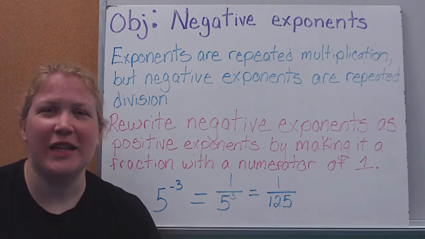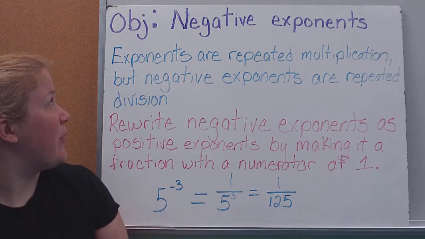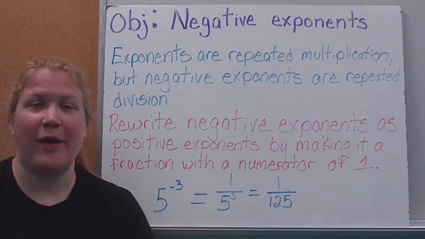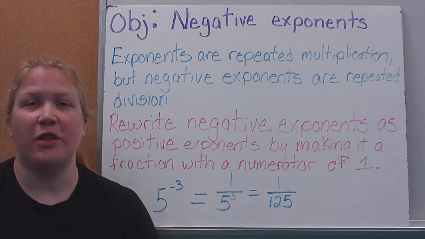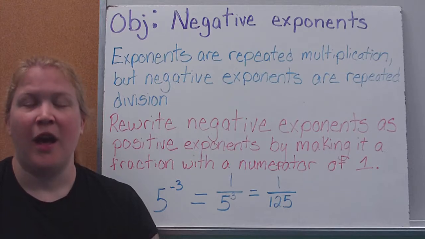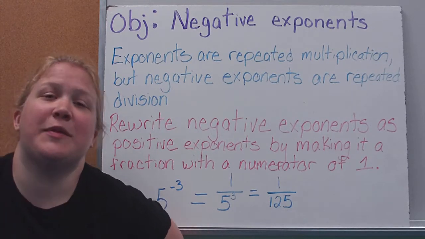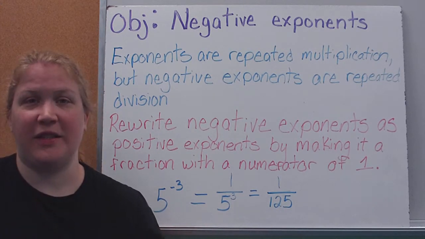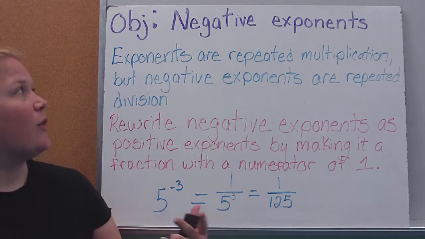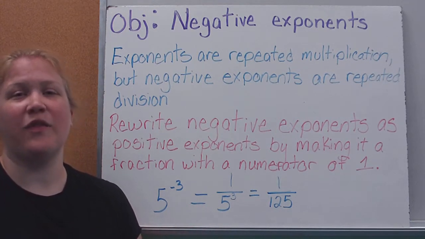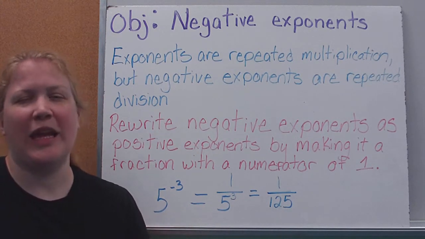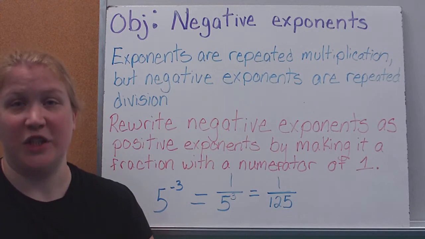Hey guys, today we're going to take a look at negative exponents. If you'll recall, when we talked about exponents originally, we talked about how it's repeated multiplication. The exponent told you how many times to multiply the base as a factor, how many times to use it as a factor. Well, now we're going to look at negative exponents, which is kind of the opposite. Rather than repeated multiplication, it's going to be more like a repeated division.